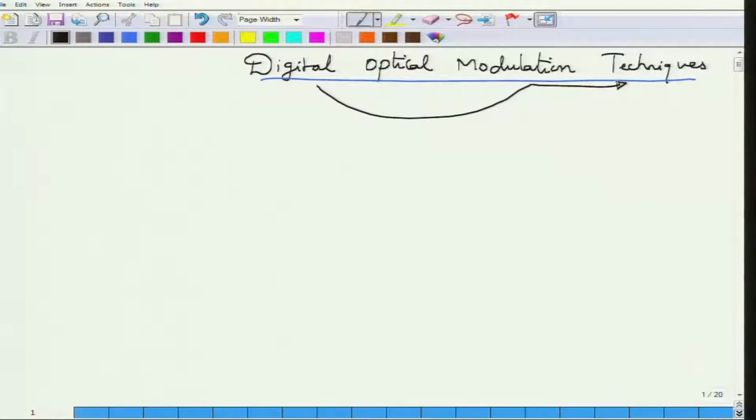We have looked at the representation of signals in the continuous time domain, and we have introduced the geometrical viewpoint of visualizing signals in the last modules. We will utilize that theory here to discuss various digital optical modulation techniques. The word optical is used because we are talking about optical communications, otherwise this material is essentially digital modulation techniques.